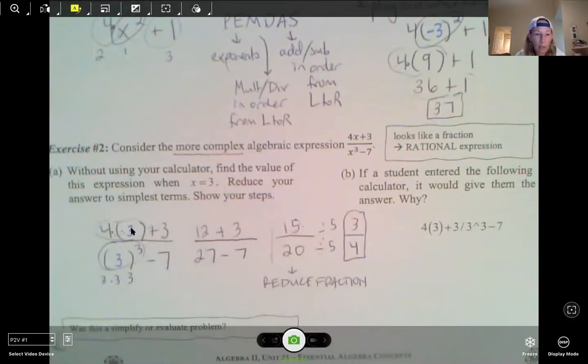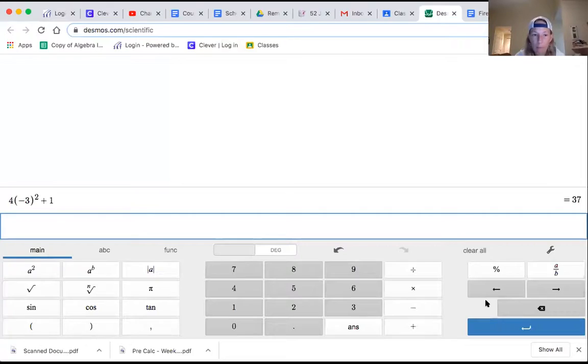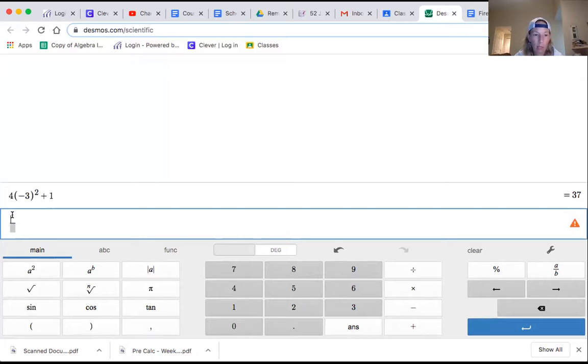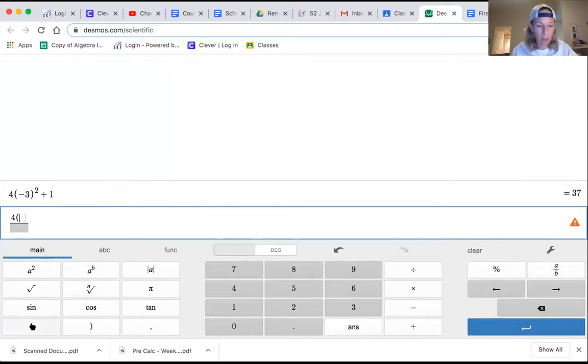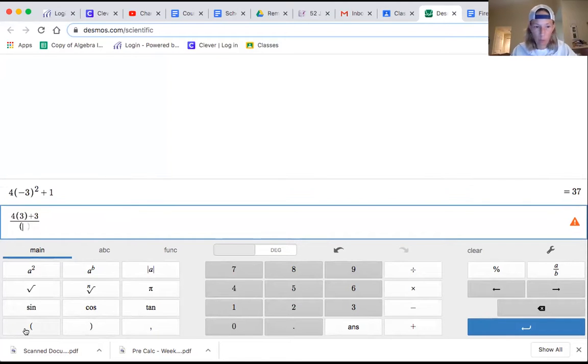So again, there is a way to type all of this original problem into a calculator. All right, so I'm going to show you that real quick again. So notice over here, the A over B all the way to the right, this is your fraction button. So if you hit it, notice it gives you a top or a numerator and the bottom a denominator. So in the top, our top of our fraction is 4. Then we had parentheses, 3, close the parentheses. Then we had a plus 3. And then in the bottom, we had parentheses.